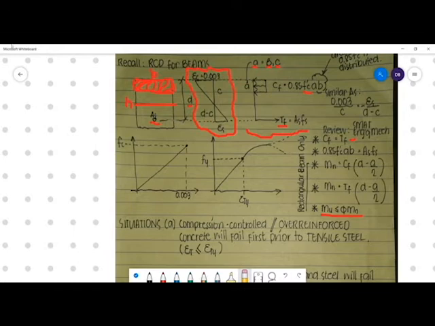So, ang sinabi sa code na the limit of concrete strain is only 0.003. If your steel wasn't able to reach its yield strain or yung E sub T sub Y, meaning the design is compression controlled. Okay? Kasi our E sub T is somewhere here. Okay? And this will become your F sub S.